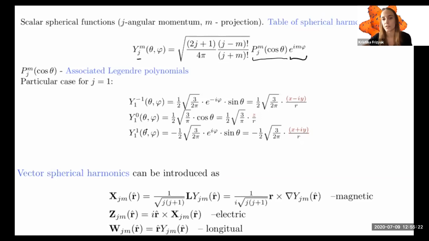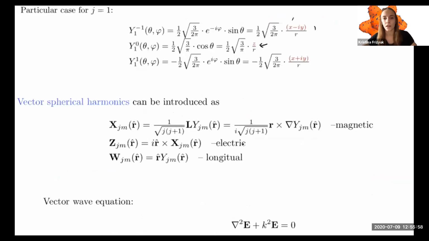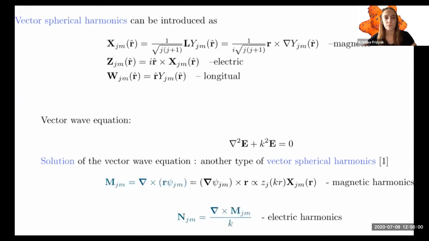I would like to draw your attention to the particular functions with angular momentum equal to 1, and in Cartesian coordinates, they are connected in this way with the z, x, and y coordinates. You will need it if, for example, you want to find the relation between something spherical and Cartesian.